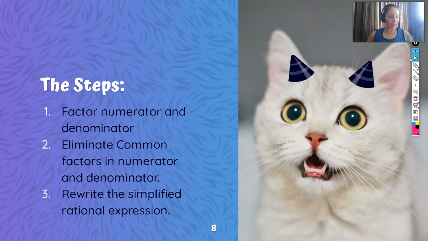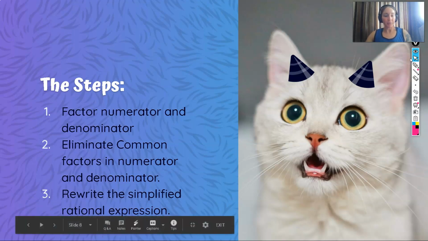So to recap our steps, what did we do? Every single time we factored the numerator and we factored the denominator completely, every single time. And then we eliminated common factors in the numerator and the denominator, right? When we saw two matchy pairs, we said poof, and we knocked it out. But remember, we have to knock out the whole factor. You can't knock out x and x plus 9. You can't knock out those x's. You can only knock out the whole factor. So the factors got to match exactly. No knocking out pieces here. And then once you knock them all out, rewrite the simplified rational expression. And that's it.